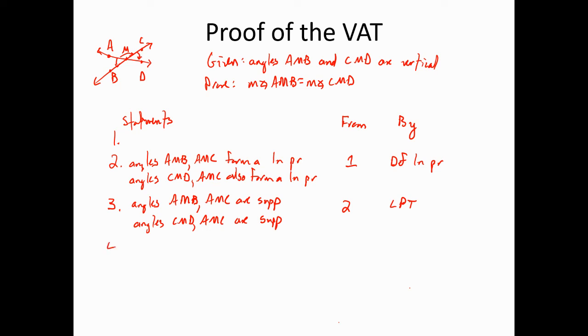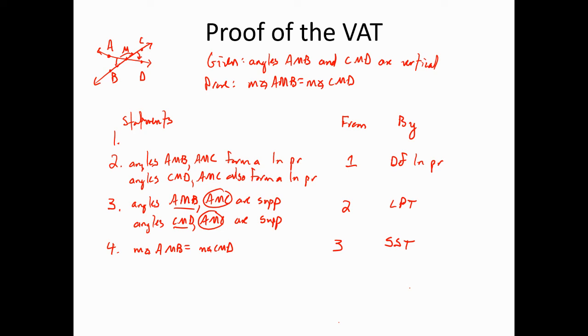Okay. Now, look at what we have on line number 3. We have two angles, namely AMB and CMD, that are both supplementary to the same third angle. And what do we know about two angles that are supplementary to the same third angle? They are equal. So the measure of AMB is equal to the measure of angle CMD. Okay, and that follows from line number 3 by, here it is, the same supplements theorem.